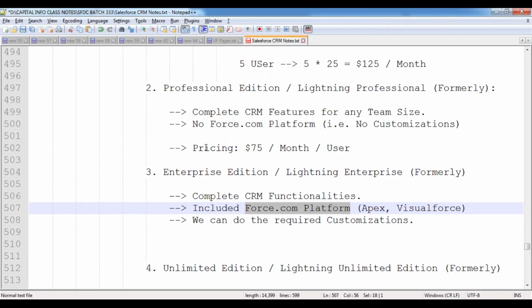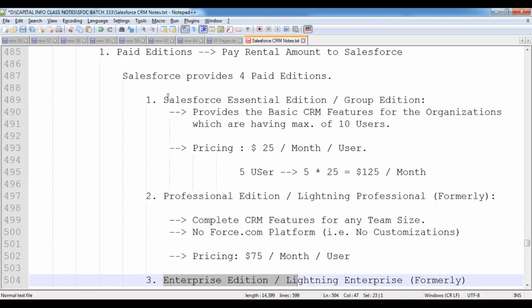Yes, so from where has the Force.com platform been introduced? From Enterprise Edition onwards. So minimum you have to buy Enterprise Edition, either Enterprise Edition or Unlimited Edition, because the Force.com platform has been introduced from Enterprise Edition onwards. In the previous two editions, Essentials Edition and Professional Edition, you don't have any customizations. We don't have any Force.com platform concept. Only ready-made features are available, which we can operate through mouse pointers.